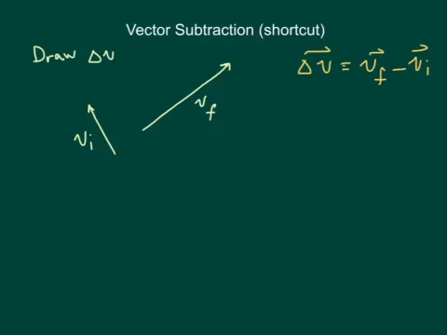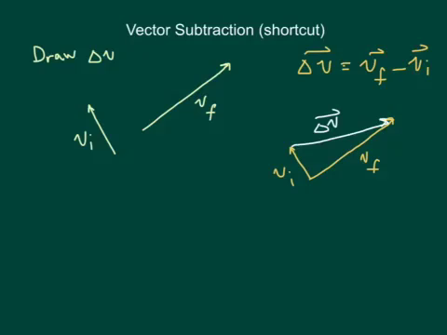Step 1, you draw the two vectors tail to tail. So strange. We've never done this before. Different. Then you start at this vector and you end at this vector. In other words, you draw a new line, a new vector, starting at VI and ending at VF. And that is the difference. So this is delta V.